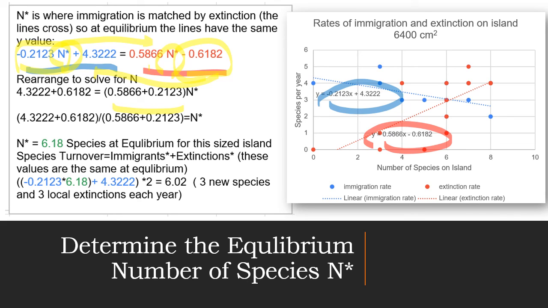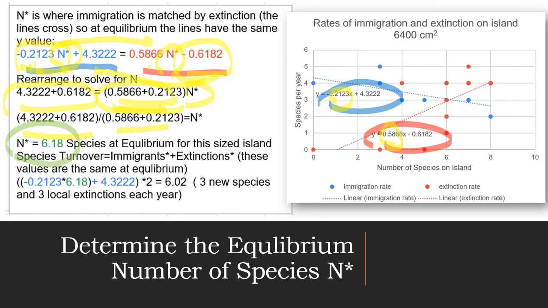So I have the 0.5866 plus the 2123. I was subtracting this from there and there, so I had to add it to both sides. So I've got n is 0.5866 plus 2123, straight out of those equations. And then when I put the intercept values on the other side, they're over here, 4.3 plus 0.6. And then in order to isolate the n star, I'm just going to divide both sides by what's in this bracket. So I have that divided by that. And I end up with an equilibrium number of species of 6.18.